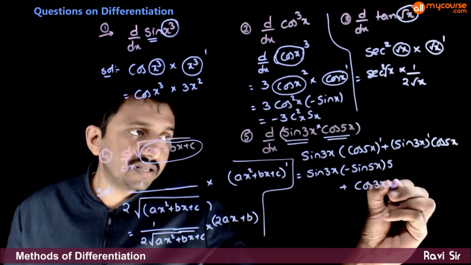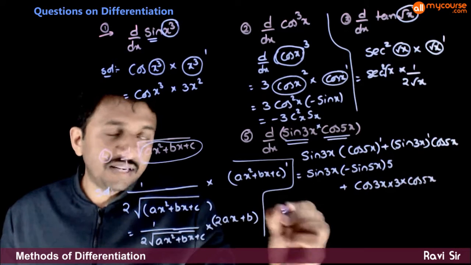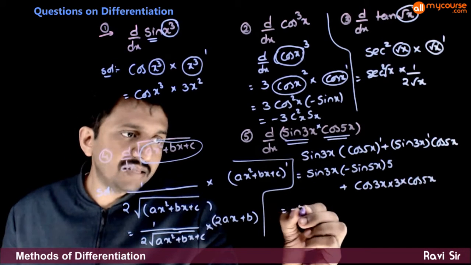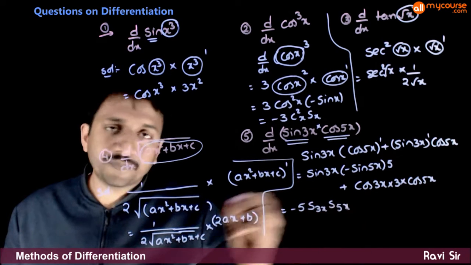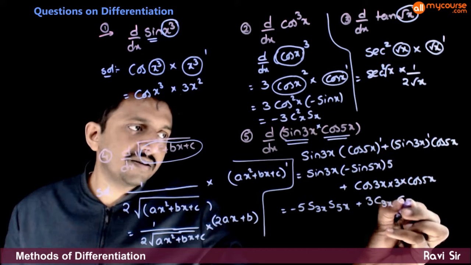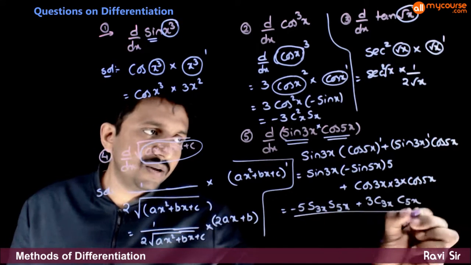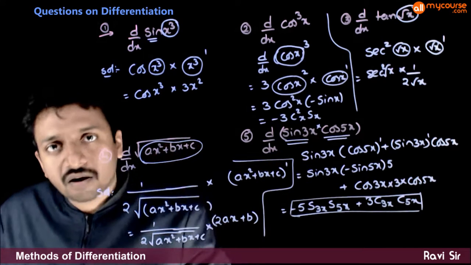Plus sine 3x differentiation is cos 3x times 3x's differentiation, which is 3, times cos 5x. That is equal to minus 5 sin 3x sin 5x plus 3 cos 3x cos 5x. So this will be the differentiation of sin 3x cos 5x.